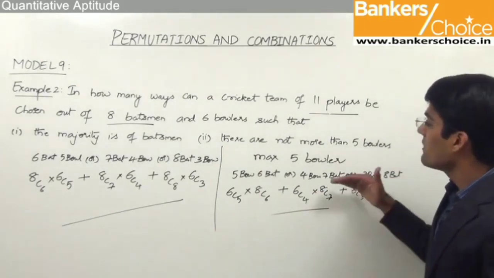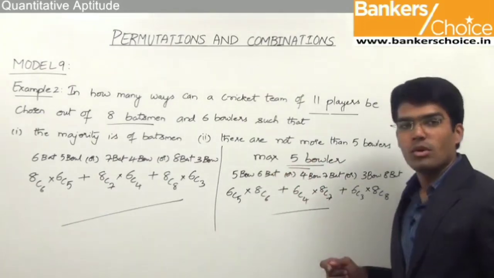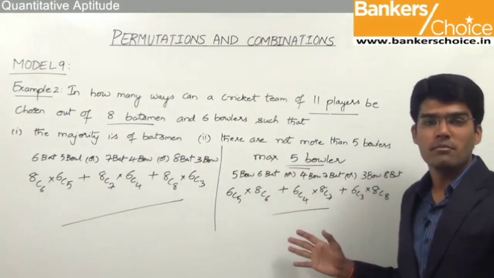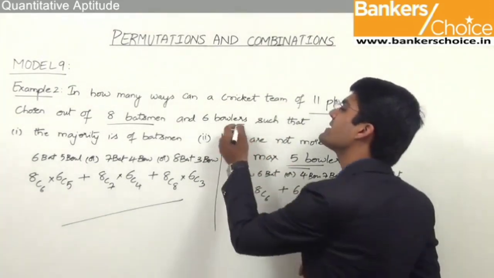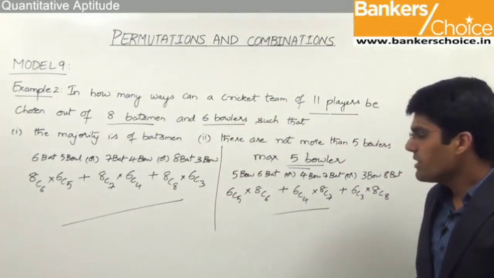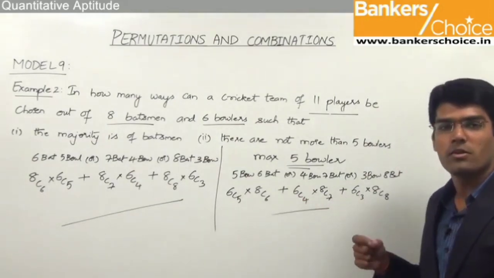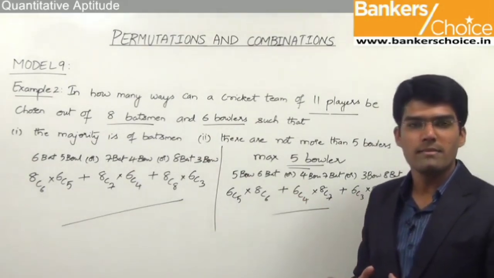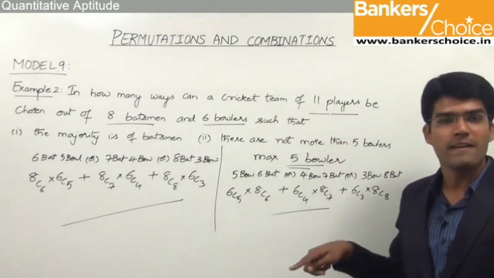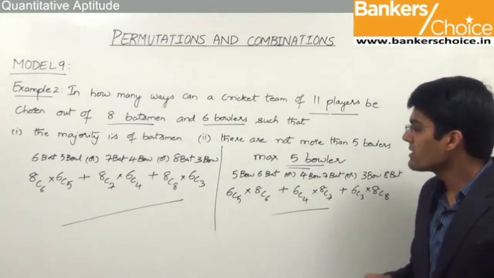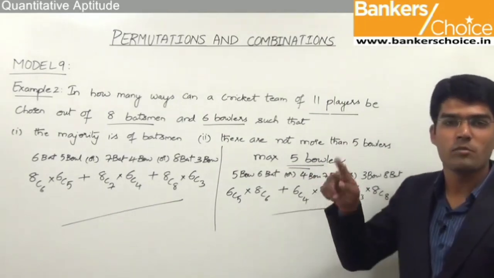Now one other way of solving the question here would be, the question says there should be maximum 5 bowlers. Minimum can be any number of bowlers, but maximum has to be 5. We find that total there are 6 bowlers available. So instead of solving each one of them separately and then adding all of them, what we can do is, from the total number of teams that can be formed, if we subtract those teams where there are more than 5 bowlers, we get the required answer. Why? Because question says maximum 5 bowlers. So maximum can be 5. We should not have more than 5.